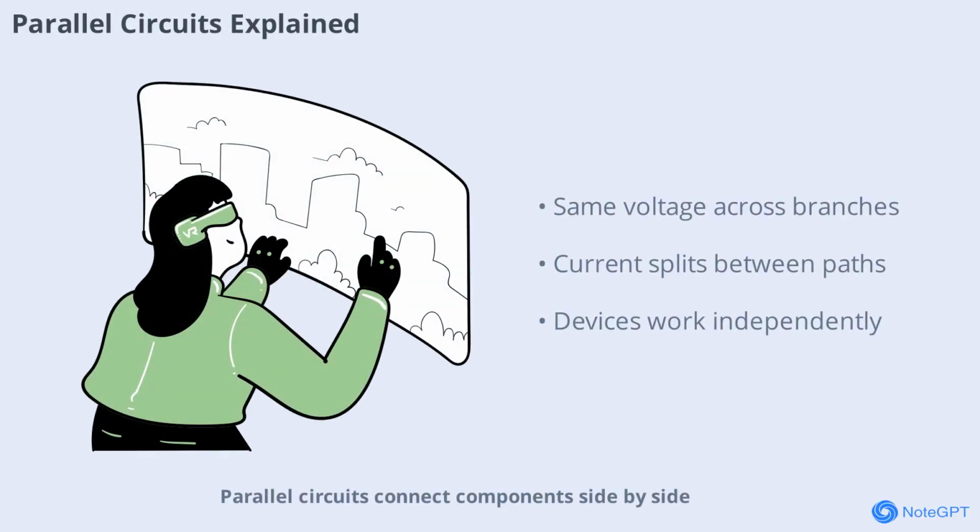Parallel circuits connect components side by side, so each has its own path for current. In this setup, the voltage across each branch is the same, but the total current is divided among the branches. Ohm's law helps calculate the current in each branch and the overall resistance. Parallel circuits are common in homes and electronics because they allow devices to operate independently without affecting each other.